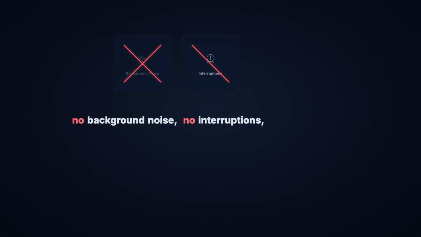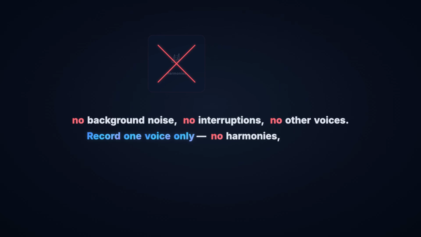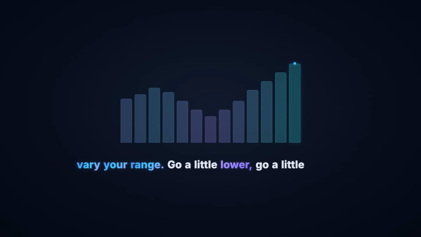A few things that actually matter. Find the quietest space you can. No background noise, no interruptions, no other voices. Record one voice only. No harmonies, no layers. And here's a pro tip that most people skip. Vary your range. Go a little lower, go a little higher. This helps the AI build a much more complete and accurate picture of your voice.